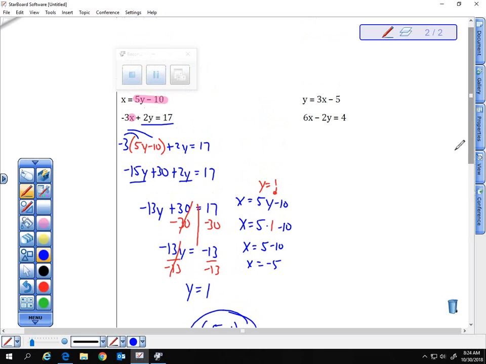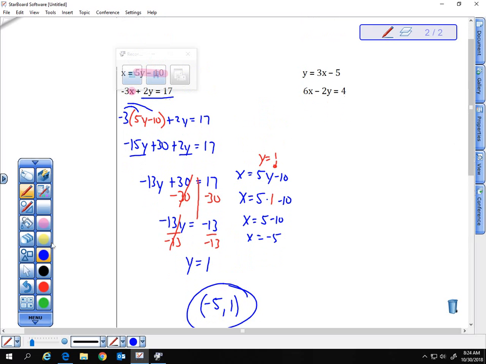Last one. Replace the y value with 3x minus 5. So we will have 6x minus 2, and then the y value is 3x minus 5, so I'm going to put 3x minus 5 there, equals 4. Now again, you have to distribute not only the 2, but the minus that is with the 2. So it'll be 6x minus 6x, and then a plus 10 equals 4. 6x minus 6x, they actually cancel each other, leaving us with 10 equals 4.